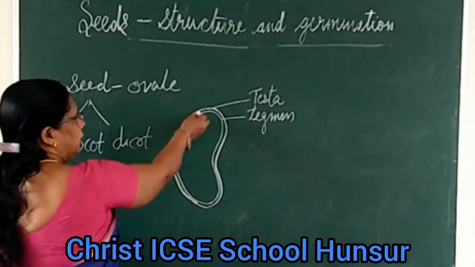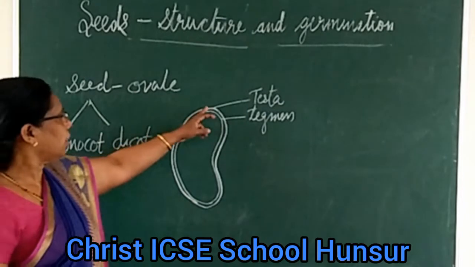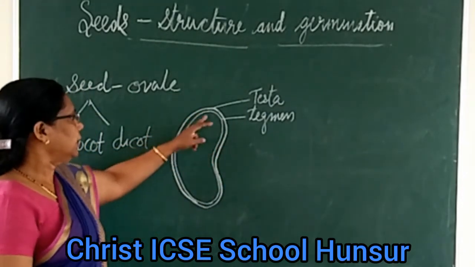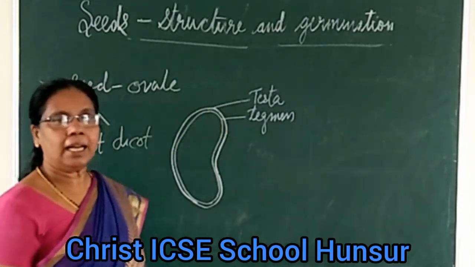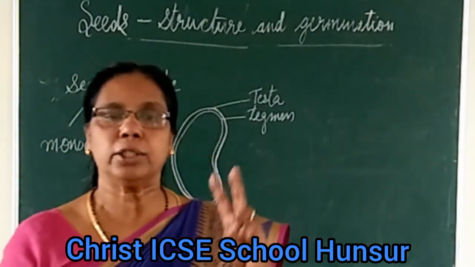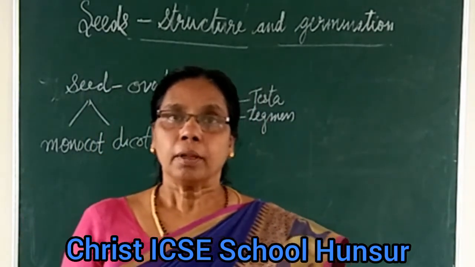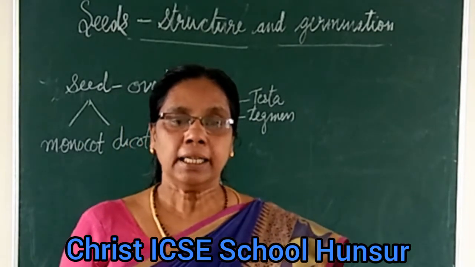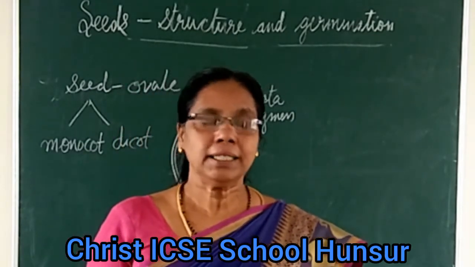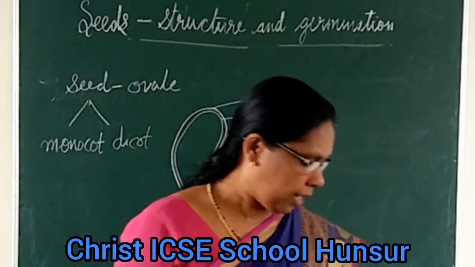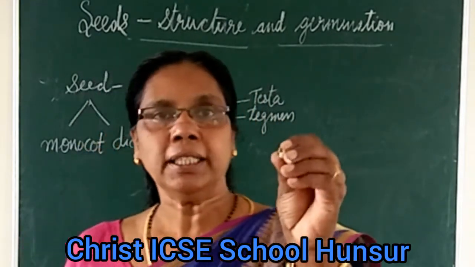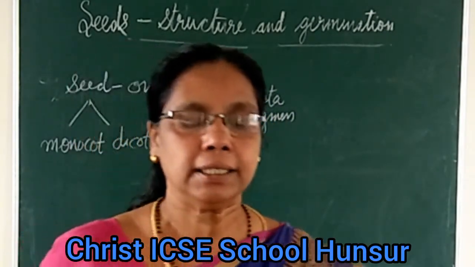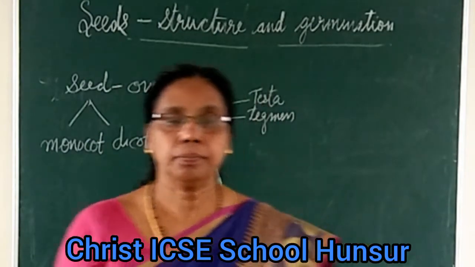So you see this bean seed has an outer convex side and an inner concave side. So both these structures, the testa and tegmen, which are the two layers of the seed coat, will protect the seed. That is the main function of the testa and tegmen. Then next, if you observe a seed, you can see a white structure. Here you see the concave side of the seed. You can see a small white structure, which is called the hilum.